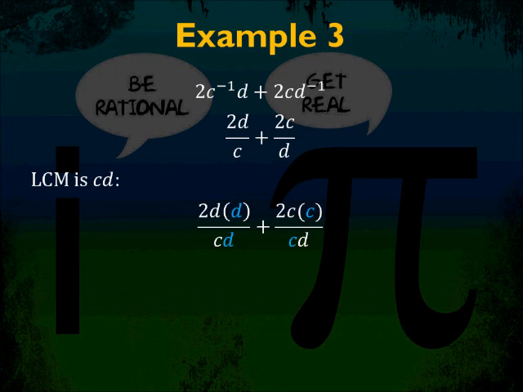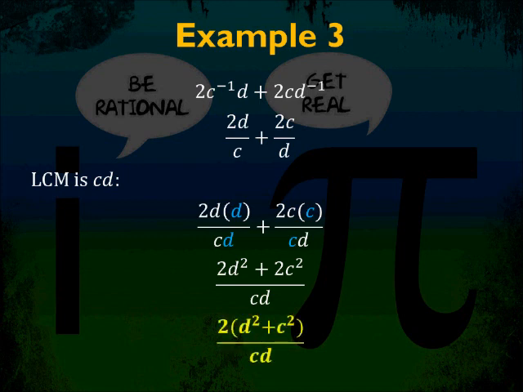So what you're left with is 2D squared plus 2C squared all over CD. We can simplify by factoring out a 2, and you get 2 times the quantity D squared plus C squared all over CD. So again, notice the steps. Least common multiple, make sure you multiply the top and bottom by the thing that makes the denominator equal to the least common multiple, and then simplify.